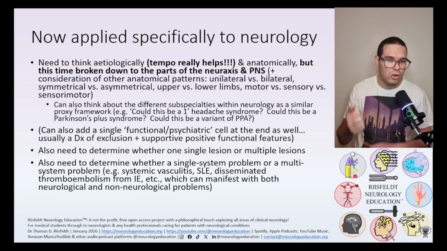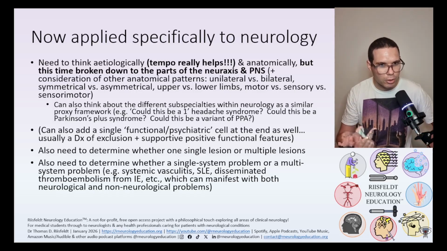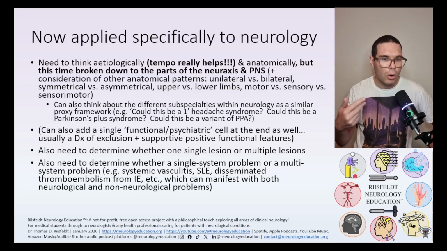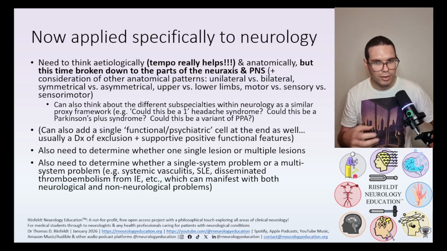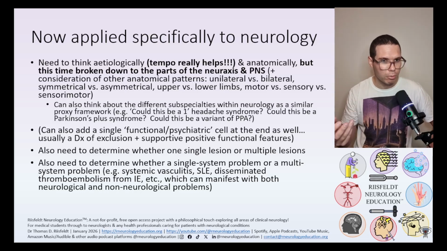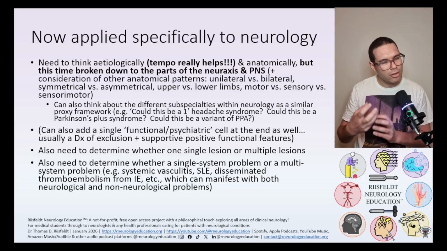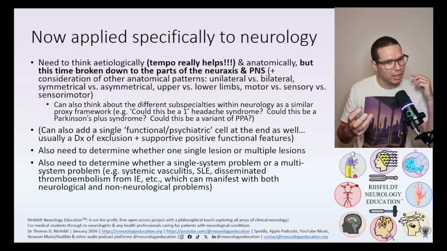So you have to think, is it a unilateral problem or a bilateral problem? Is it symmetrical or asymmetrical? Is it affecting the upper limbs and or the lower limbs? Is it a motor problem or a sensory problem or mixed? Is it sensory motor?